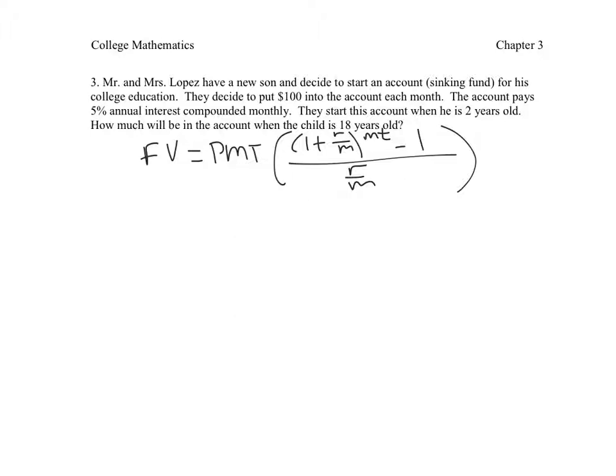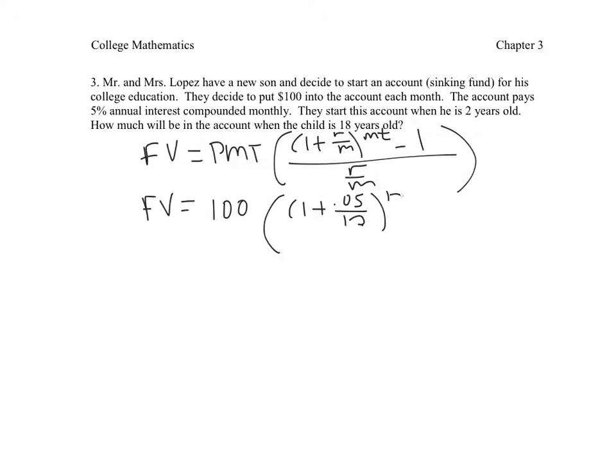Now, since we want to know what will be in the account when he's 18, we're looking for the future value. They're putting in $100 every month. So that's our PMT. Now, for our numerator, 1 plus the interest rate they're earning is 5%, 0.05. And that's annual interest compounded monthly. So my M is 12.